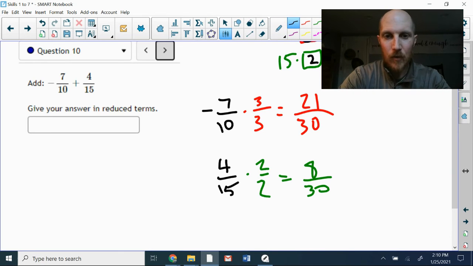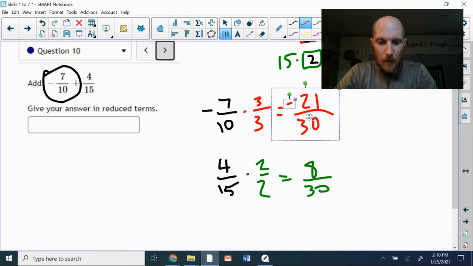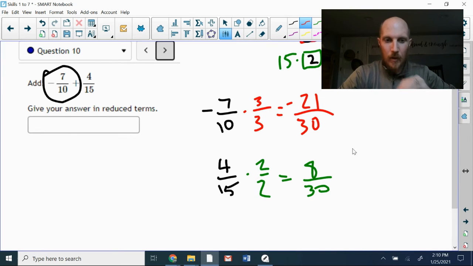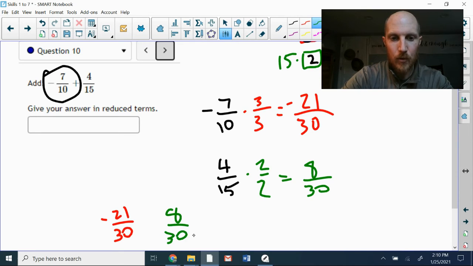This was a negative 7/10 in the first place. That's what the original problem was. We can't forget about that. That'll give us a wrong answer. Okay, so I should have negative 21 over 30. And that's not going to copy, is it? Okay, so negative 21 over 30, and add that to 8 over 30.